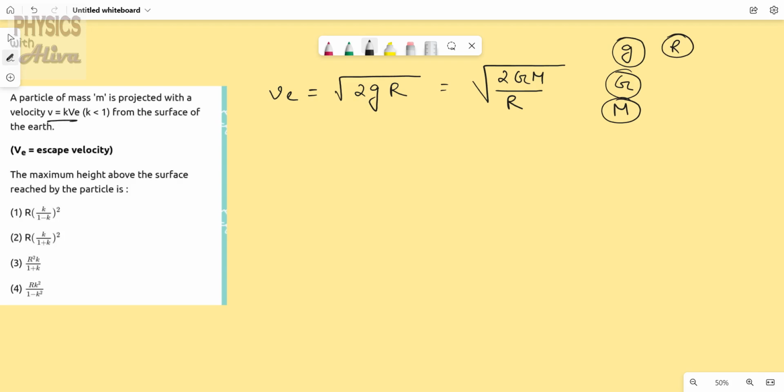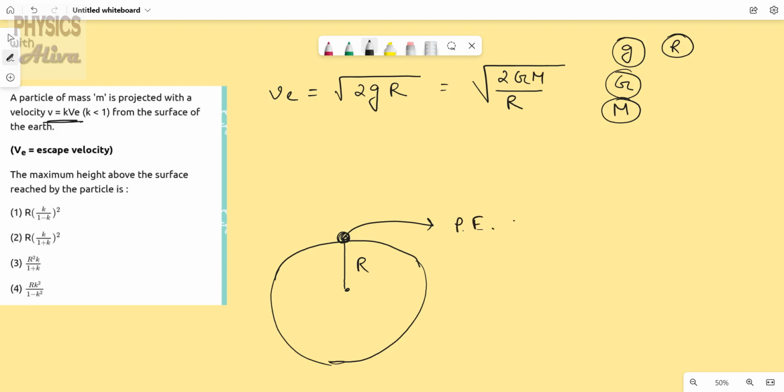Now it is given the velocity is k v_e. Suppose this is the surface of the earth and we are throwing a particle from here. When we are just throwing the particle, the particle is on the surface of the earth. From the center, the distance is capital R. This is the earth. So here the potential energy is minus GMm by R, where small m is the mass of the particle which we are throwing.